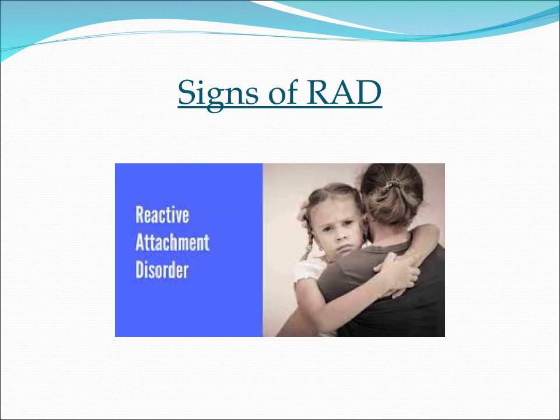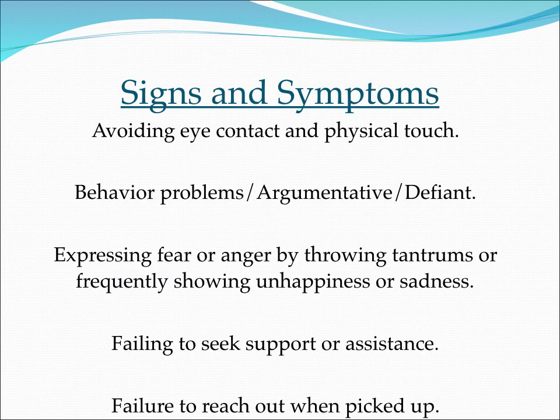Well, we looked at what reactive attachment disorder is. Now let's look at some of the signs, some of these symptoms. Those youth who have reactive attachment disorder might avoid eye contact. They may avoid any sort of physical touch. If you place a hand upon their shoulder, they may shrug it away. If you try to look them in the eye, they may look away.